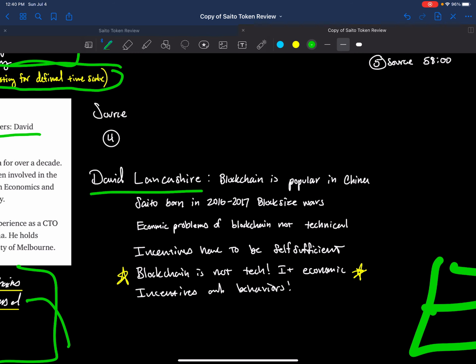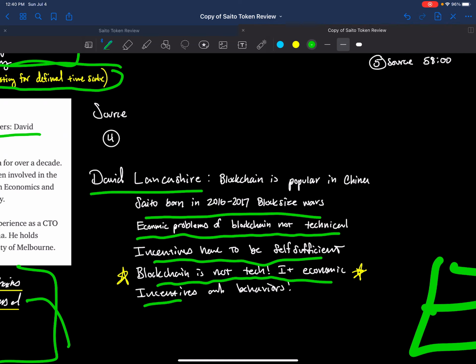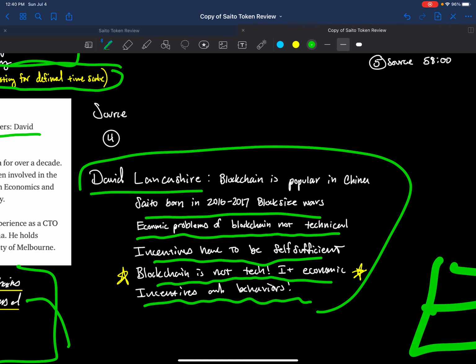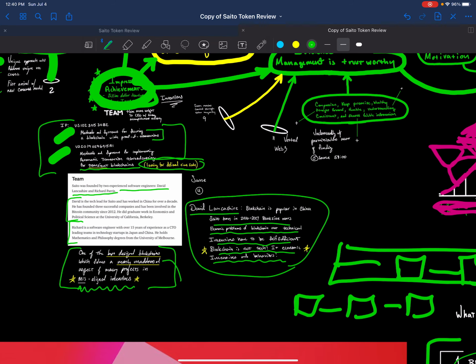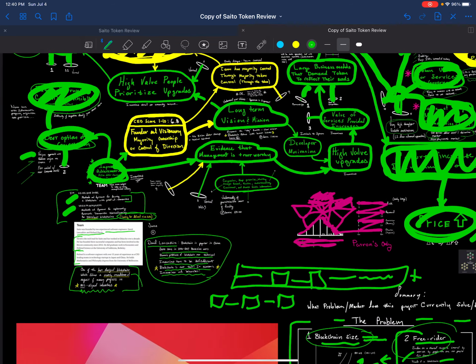And David Lancashire says over here, blockchain is popular in China. Saito was born in the 2017 blockchain debate. Economic problems of blockchain, not technical. He's saying these are economic problems of scaling, not technical problems of scaling. Incentives have to be self-sufficient. Blockchain is not tech. It is an economics incentives problem. And I agree. I think that they are hitting a home run with that. All you have to do is create an associated cost with the blockchain bloat problem, and you can solve that, and that is what they have done.